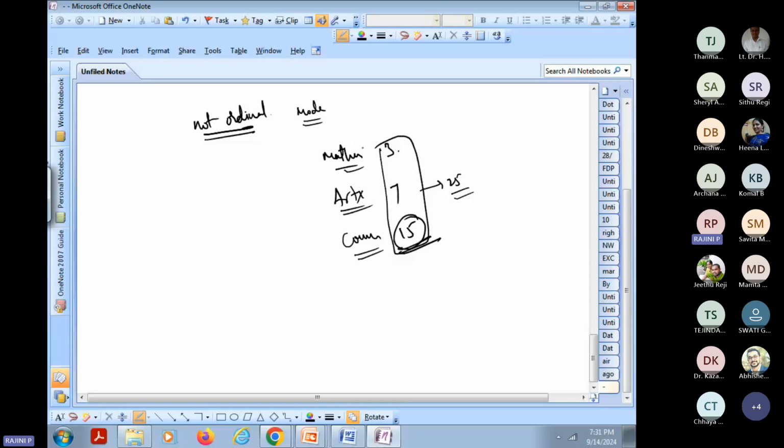Can I arrange these values according to importance? In a graduation, all streams are equally important. Mathematics, arts, commerce, all are equally important. I cannot say that commerce is better than mathematics, or mathematics is better than commerce and arts. All are equally important. So in that case, to find the central value, we apply the mode calculation. Clear? So this is called the measures of central tendency.